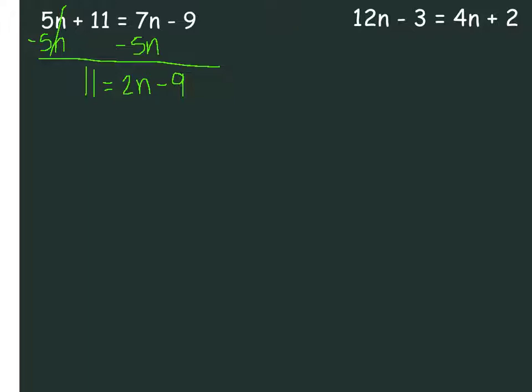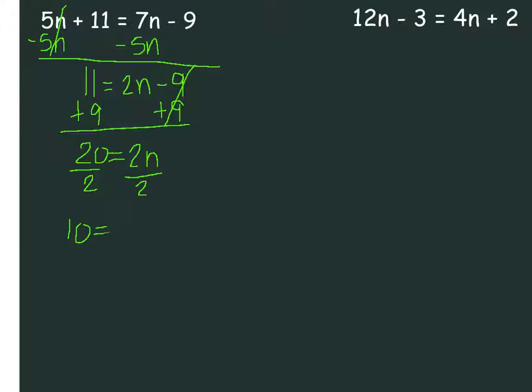Okay, now it doesn't matter the n's on the other side. We still work it out the same way. I want to get this n by itself. So I look at what's with it. I get rid of the 9. We add 9 to both sides. 20 equals 2n. The 9's cancel out. And then we got to get rid of the 2. Divide by 2 on both sides.